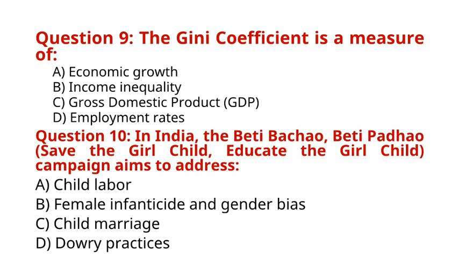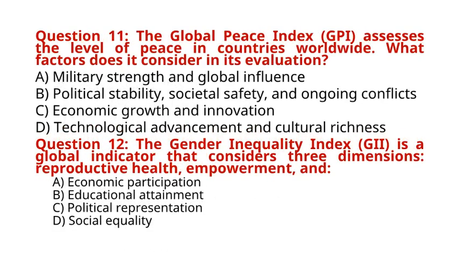Question 10. In India, the Beti Bachao, Beti Padhao, Save the Girl Child, Educate the Girl Child campaign aims to address A. Child labor. B. Female infanticide and gender bias. C. Child marriage. D. Dowry practices. The correct answer to question 10 is option B. Female infanticide. Question 11. The Global Peace Index, GPI, assesses the level of peace in countries worldwide.